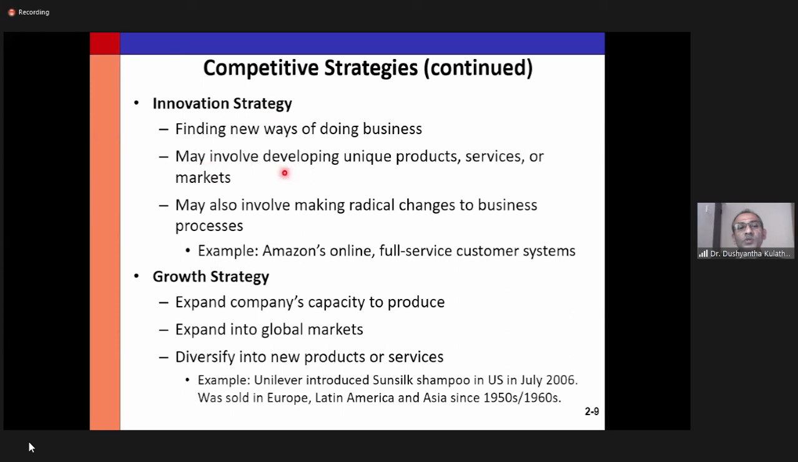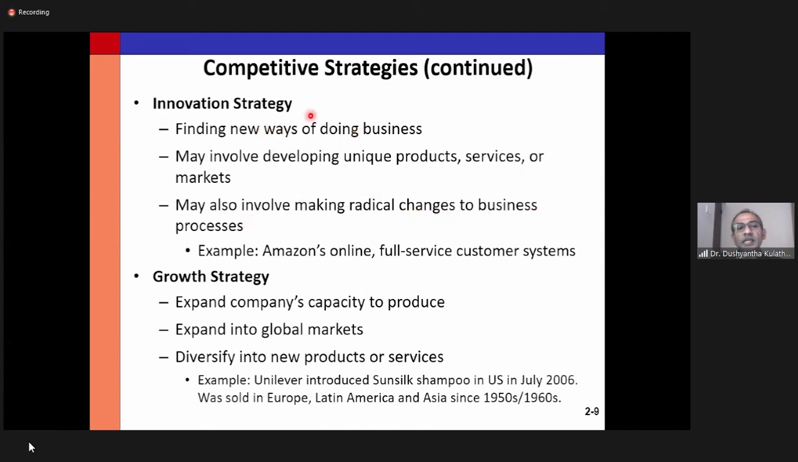And also it can involve developing unique products, services, or markets. So you are going to develop a unique product and a unique service. So you are going to identify a unique market for your product. So that is also innovation, which has not been done by other competitors. And you may also make radical changes to business processes.